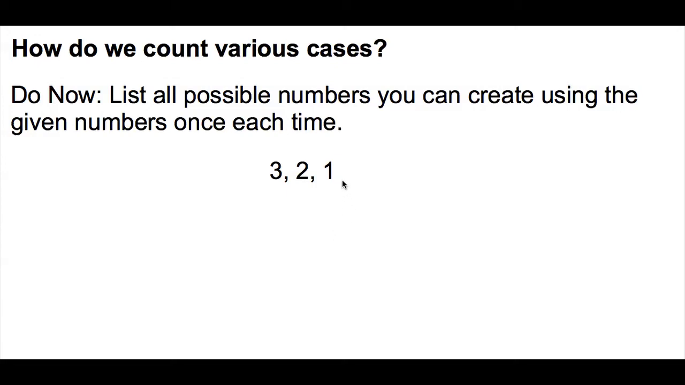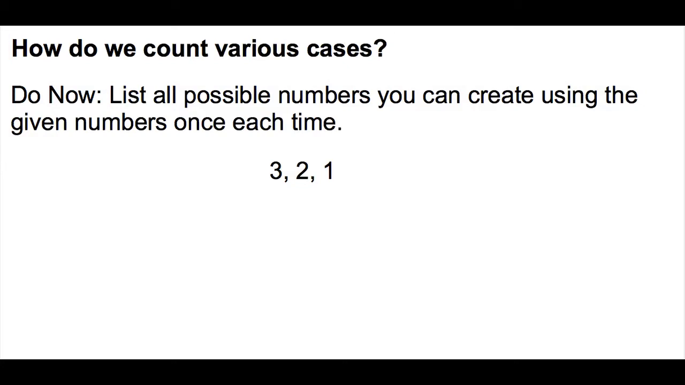Hello. So today we'd like to see how we can count in various different cases. First, I want you to try this do now question. List all possible numbers you can create using these three given numbers, but you have to use each once at a time, meaning you cannot do 111 or 112, things of that sort. You have to use one number per digit. Okay, all right. I'm going to give you a little bit of time, and we'll talk about it together.